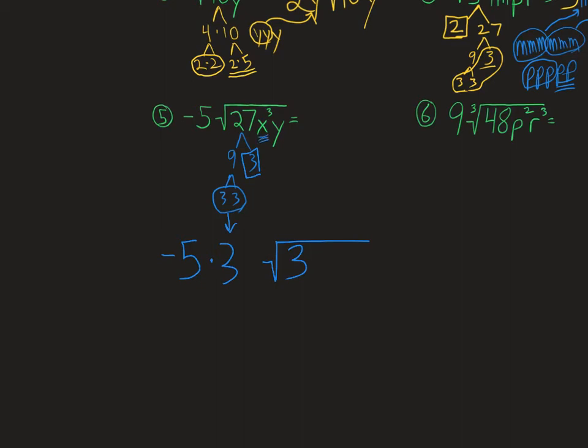X cubed. Okay, we're taking a group of 2 out of the 3, meaning one of them has to stay underneath. The 2 we can take is a square root, leaving that x on the outside. And then a single y. There's nothing to pair it with, it has to stay inside. And now at the end, the only difference between the previous number 4 and this one, number 5, don't forget, any factors out front just multiply with anything you took out. And there we go.